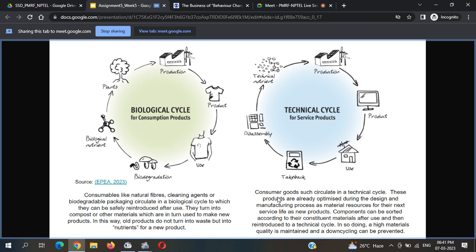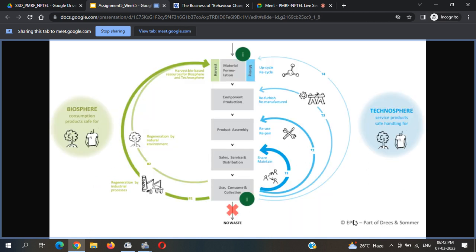These are optimized during the design process only, so that they can be easily recycled and disassembled later during the recycling stage, and sorted according to their constituent material, and then recycled and reintroduced in the technical cycle. So then it's again sent to the place of production where the material can be used to create the product. So I hope this is clear.